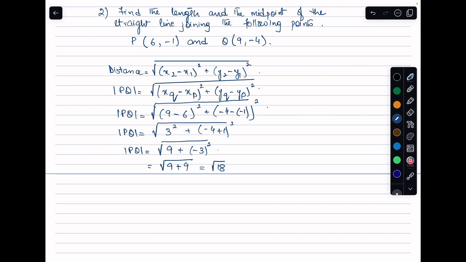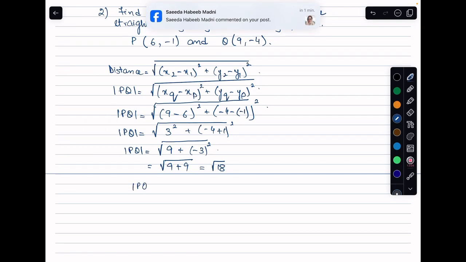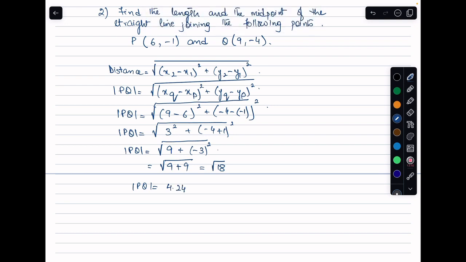This under root 18 can also be written as 4.24 units or 3 under root 2. Now for 3 under root 2, some of the students do ask how we can give a simplified answer in the radical form as 3 under root 2. So here I would suggest taking the prime factorization of 18. So if I take the factors of 18, then this is going to be 2 nines are, 3 threes are, and then 3 ones are. I've just factorized 18 here, and from here I have come to know that 3 is making a set.